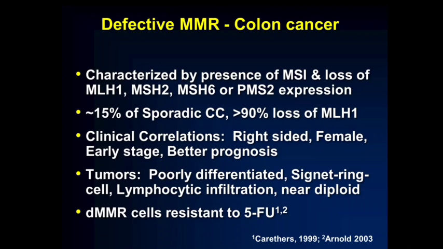You'll see lymphocytic infiltration or near diploid. And generally speaking, because you're missing mismatch repair, you'll see higher mutation rates. There are some poorer prognosis subsets, but generally speaking, it's better to have this, and better prognostically. And the deficient mismatch repair cells seem to be resistant to 5-FU, like we discussed before.